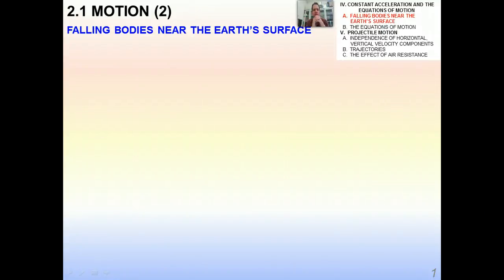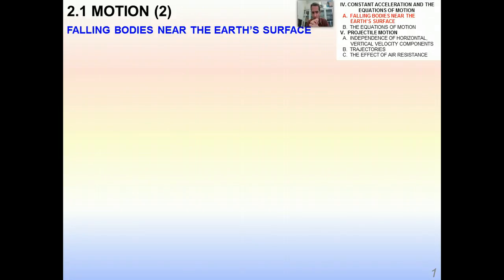Okay, welcome to your next video in topic 2.1 of motion. In this video, I'm going to derive what are called the equations of motion for things moving in a straight line with a constant acceleration. This is a really important one because you're going to be using these equations off and on for the next 2 years in this class.